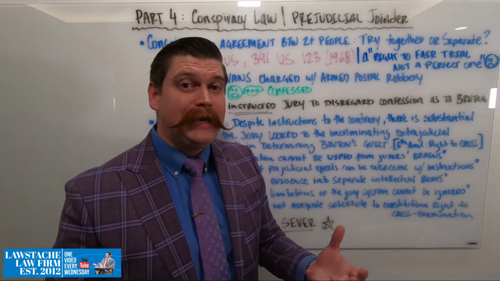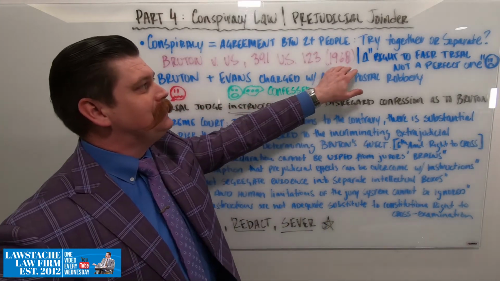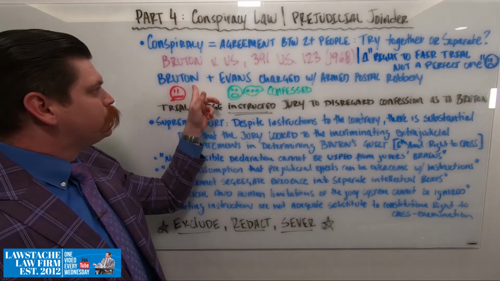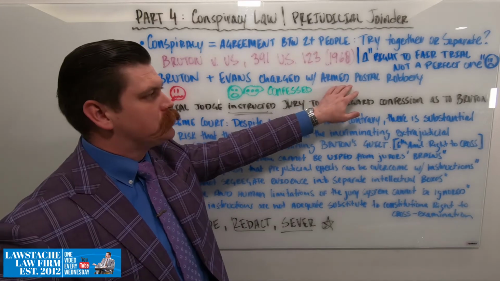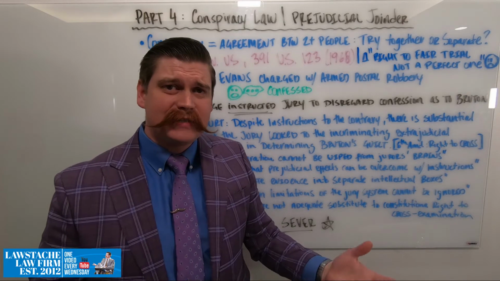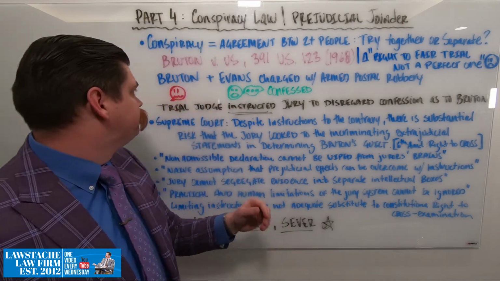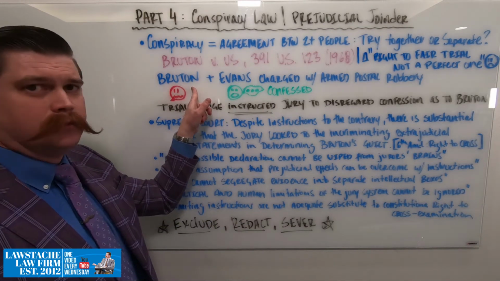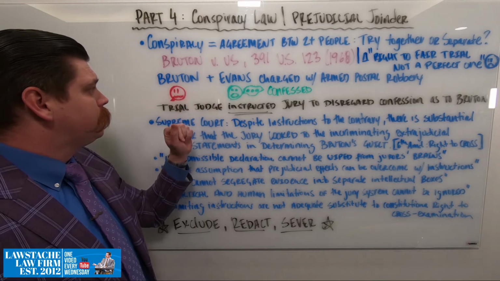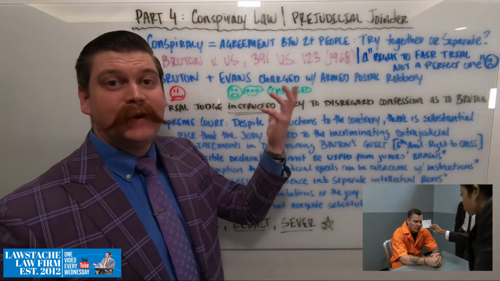But sometimes we can. And today we're going to discuss Bruton versus United States, a 1968 case from the Supreme Court. Here's what happened. Mr. Bruton and Evans were charged with armed postal robbery. Of course, this is 1968, so we're not exactly talking about Amazon. We're talking about United States Postal Service. Mr. Bruton kept his mouth shut. And that's why I drew this face with a zipper. He didn't say anything. But Evans confessed to the crime.